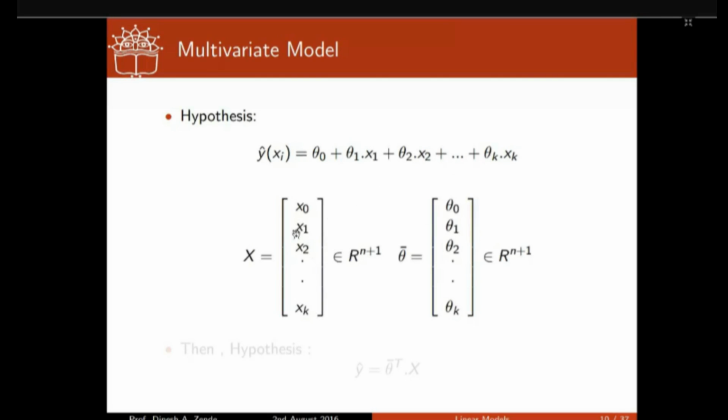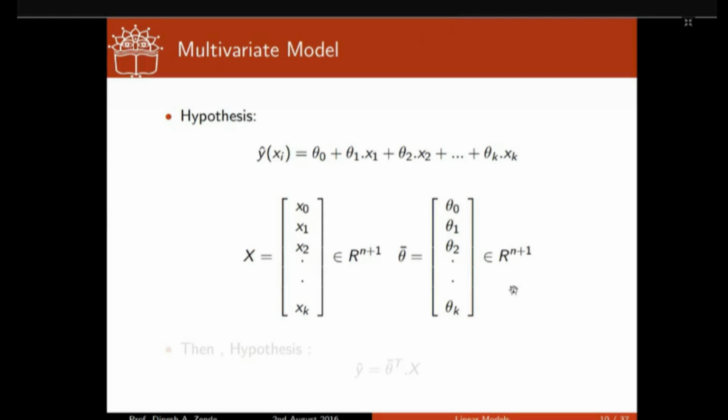Now look at this. x is a vector where I will have all these features: x0, x1, x2 up to xk. There is no such x0, but we assume that for theta 0, x0 is equal to 1. This represents numerical values, so it is a subset of the real values. And theta bar is a vector having all those parameters, or the coefficients, of this multivariate linear regression. So you will have theta 0, theta 1, theta 2 up to theta k, and these obviously will have real values.